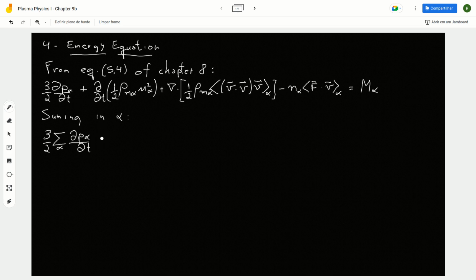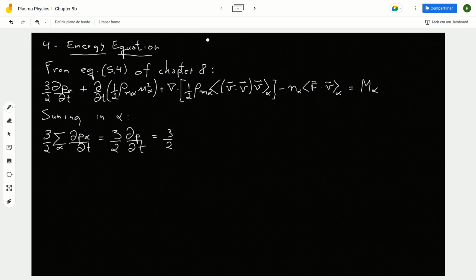So in practice, if you sum all the terms, including the first one based on equation 5.4 of chapter 8, for summing the first one you get 3/2 the derivative of pressure with time. So sum over all species. We have defined this quantity in this chapter, so the sum is just P. Now P can be written like this, using 1.14.